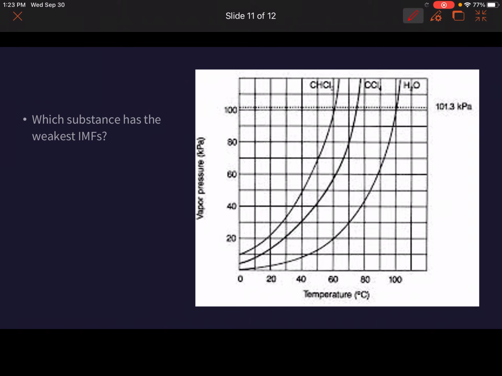Next, which substance has the weakest IMFs? So remember, how were IMFs linked to vapor pressure? Do you remember? They were inversely related, right? So that means if something has weak IMFs, what do we know about its vapor pressure? It's going to be high, right? Because these are opposite. If one is low, the other one is high. So you are looking for the substance that has the highest vapor pressure.